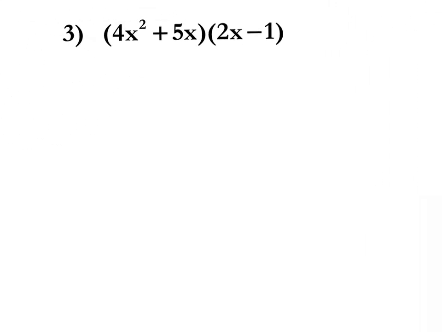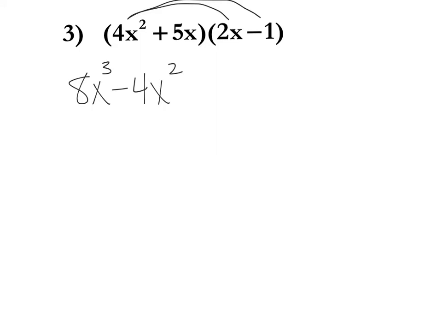This is your classic foiling example, or the distributive law again. You're taking your 4x squared and you're going to distribute it to both terms of that second set of parentheses, or that binomial. I'll do that part first. 4 times 2 is 8. X squared times x makes x to the third. And then 4x squared times negative 1 is negative 4x squared.